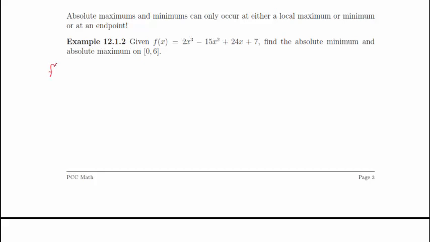So I'm going to get the derivative. I get 6x squared minus 30x plus 24. I'm going to set this equal to 0, and I'm going to divide by 6. X squared minus 5x plus 4 equals 0. Factor this as x minus 4, x minus 1. So x equals 4 or x equals 1 are both critical numbers for the function.